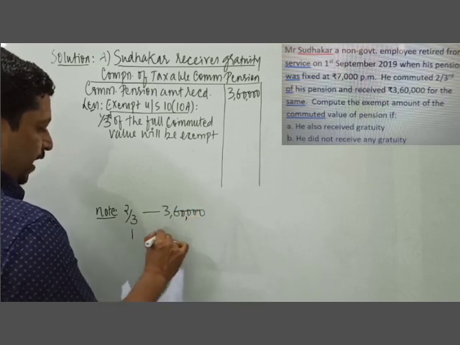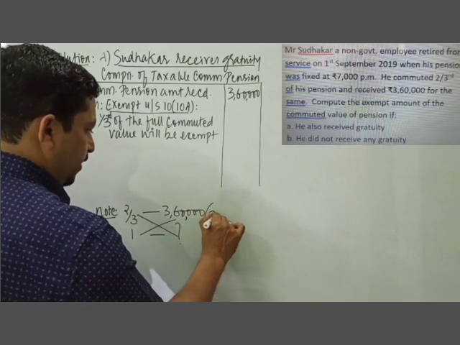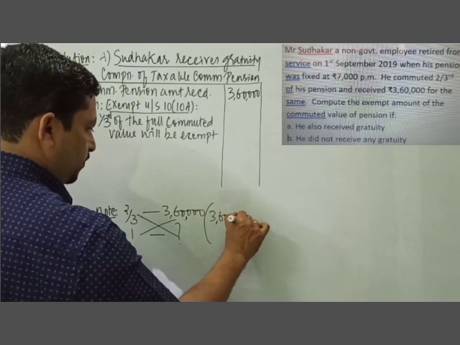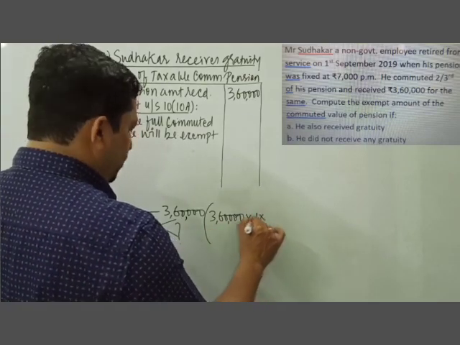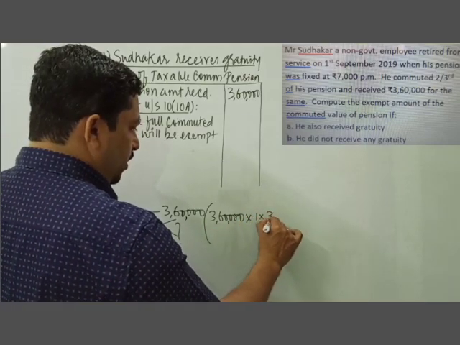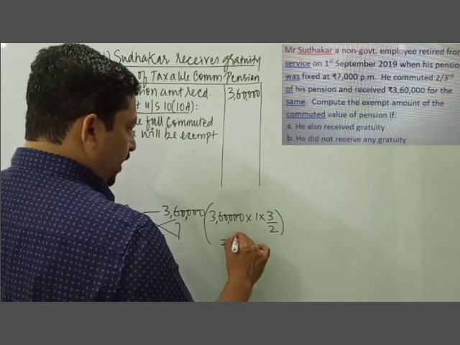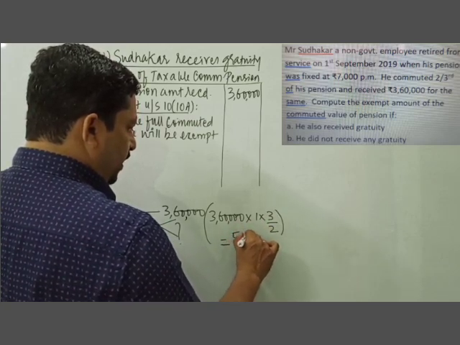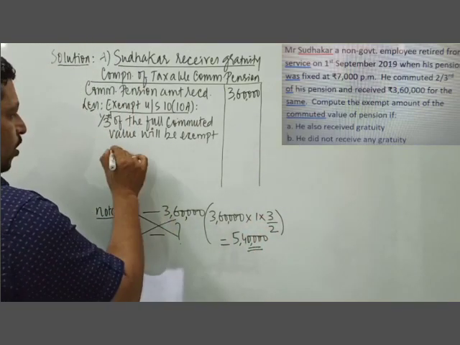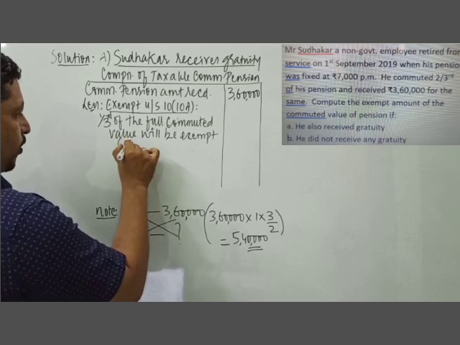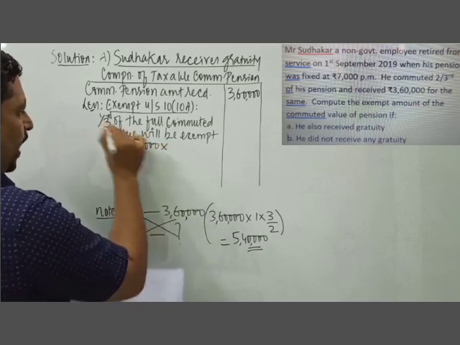So full commuted value 1 is how much? So when I cross multiply, I get 3,60,000 into 1 divided by 2 by 3. Divided by 2 by 3 will be into 3 by 2. And when I calculate that, I would get 5,40,000 as the full commuted value. So directly I can record full commuted value is 5,40,000 into 1/3.